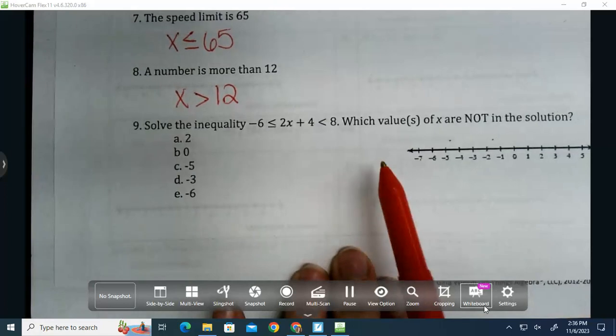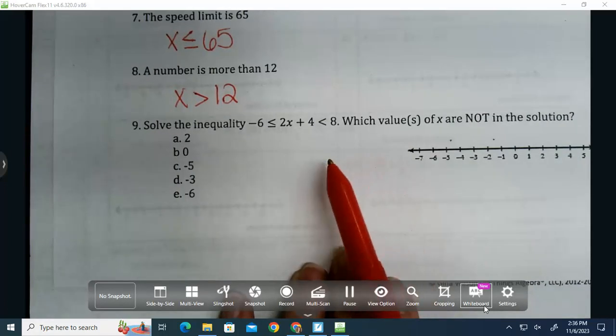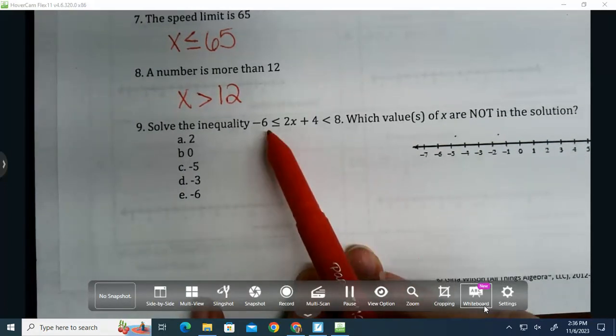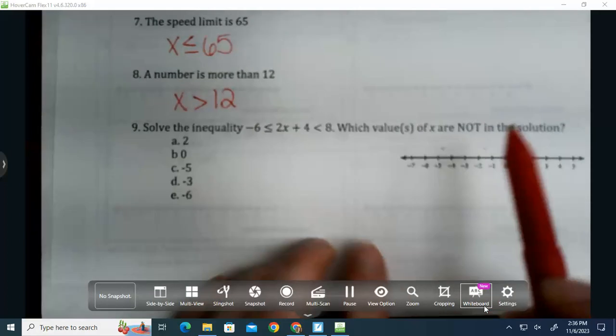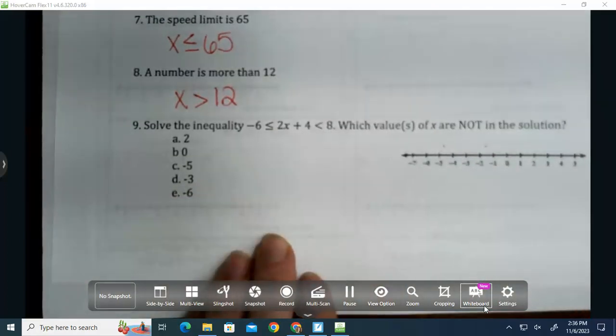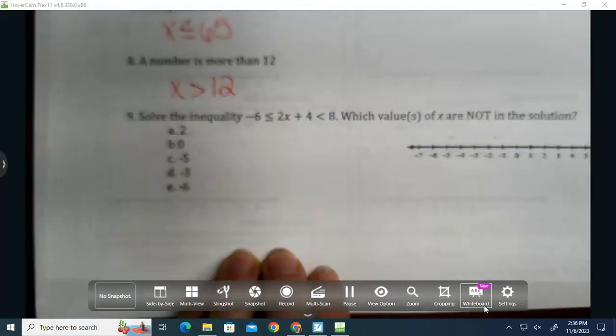All right, the last thing. I want you guys to try this one on your own first. So first thing you need to do, read the question, solve the inequality, and then see if you can figure out how you would answer that.